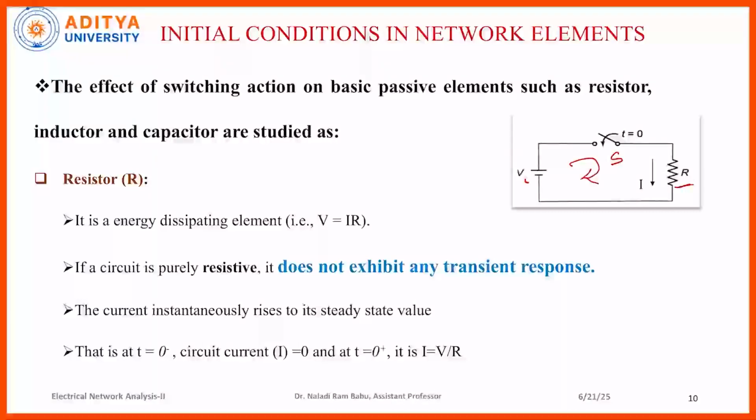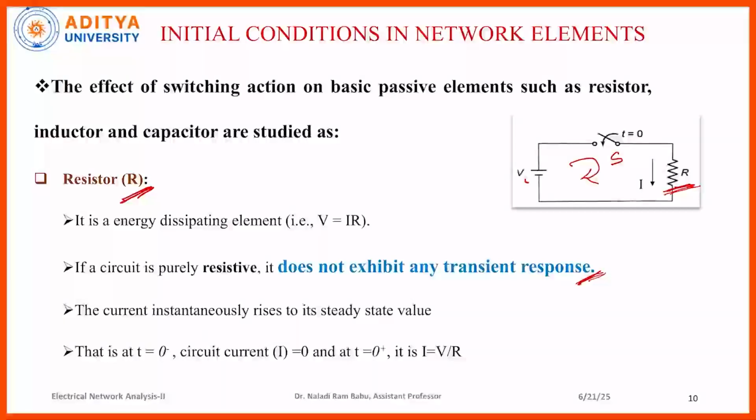As I told earlier, this is a resistor. The resistor is a purely resistive element. It is not an inductor or capacitor. So as it is a purely resistive element, it does not exhibit any transient response. Its operation will remain the same in transient response and in the normal circuit also. So this resistance does not exhibit any transient response like an inductor and capacitor.